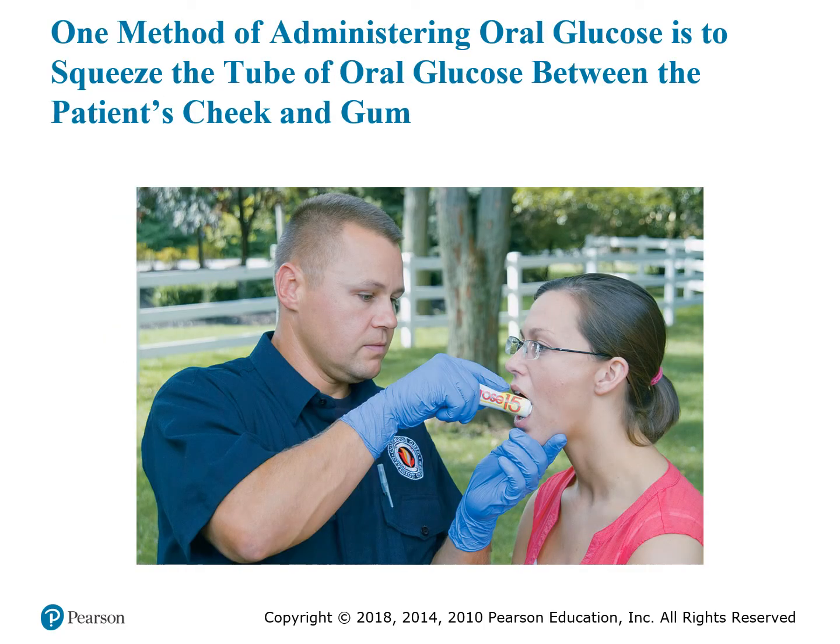Again, if there's any question on whether the patient can protect their own airway, we don't really want to squeeze a whole tube in there. Instead, you want to just smear it across the gums. For a patient that is alert and oriented, we'll just squeeze a bit of it in between their cheek and gum so that they can swallow it on their own.